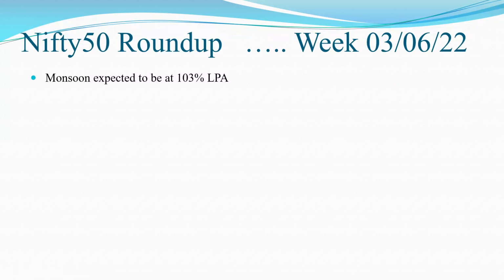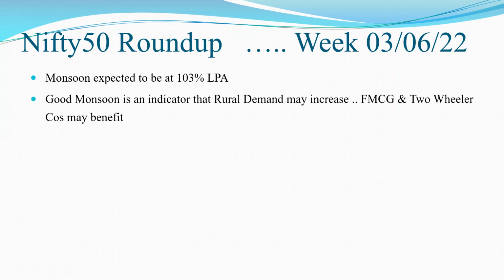The monsoon is expected to be 103% of your long period average. So that's a good sign. So the rural demand will improve. Definitely FMCG and two-wheeler sectors may benefit if this happens.